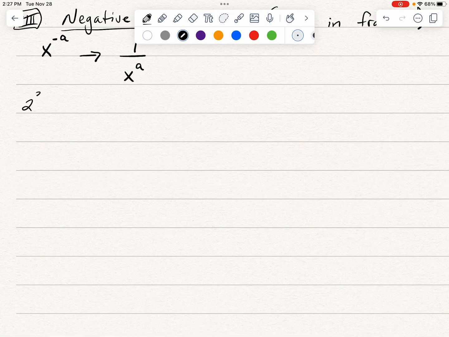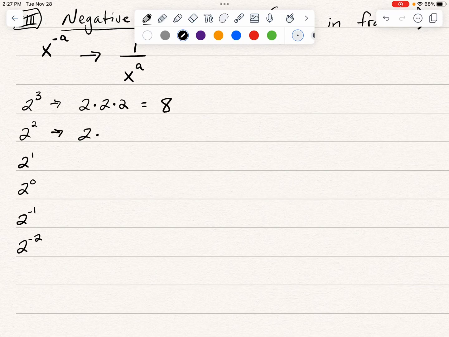So let's look at 2 to the third power, 2 to the second power, 2 to the first power, 2 to the 0 power, 2 to the negative 1, 2 to the negative 2. All right, so 2 to the third power is 2 times 2 times 2. Well, if we type that in our calculator, 2 times 2 times 2, we're going to get 8. Okay, 2 to the second power is 2 times 2. Well, 2 times 2 is 4.